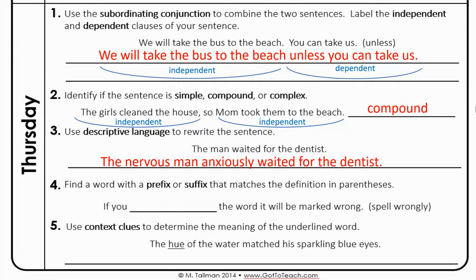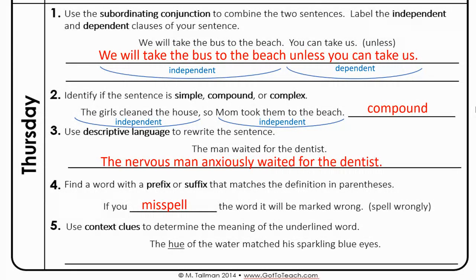Number 4, find a word with a prefix or suffix that matches the definition in parentheses. If you blank the word, it will be marked wrong. They want us to come up with a word that means spell wrongly. Well, a word for that is misspell. If you misspell the word, it will be marked wrong. The prefix mis, M-I-S, is attached to the beginning of that word to mean spell wrongly.